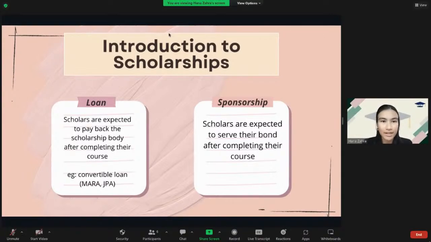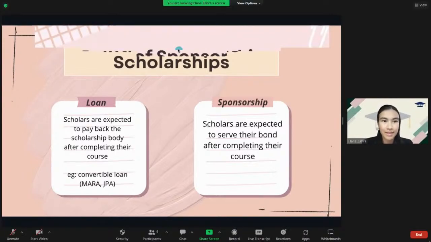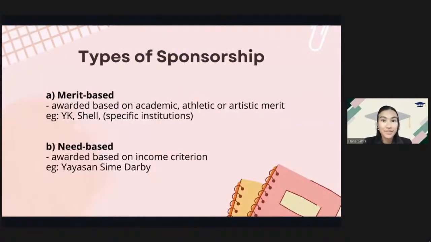All right. So next, we've got two types of sponsorships that you guys need to know. This is very important as you are applying, to know the difference between a merit-based and a need-based scholarship. A merit-based scholarship is awarded based on academic, athletic, and artistic merits, and these also encompass most of the sponsorships, such as Yayasan Khazanah, Shell, Bank Negara, whereas for need-based, it is dependent on the person's income criterion. And that would be, for instance, Yayasan Sangdarbi.